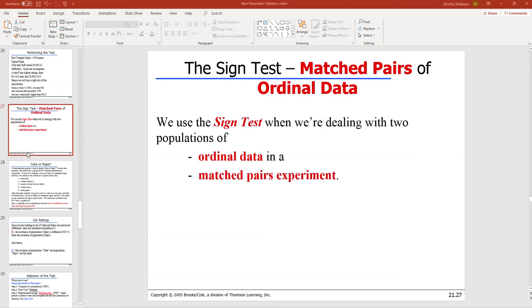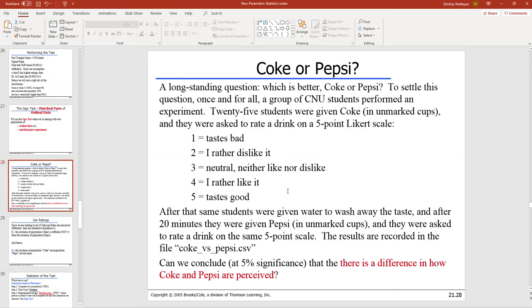So today let's start by considering the scenario when again we're dealing with matched pairs. But this time around, so two populations, matched pairs, but this time around the data are not numerical, they are ordinal. So here is the problem that we're going to discuss. It's kind of a fun one. A long-standing question: which is better, Coke or Pepsi? So there are people who believe that Coke tastes better, there are people who believe that Pepsi is better, and there is no way to find middle ground between them.